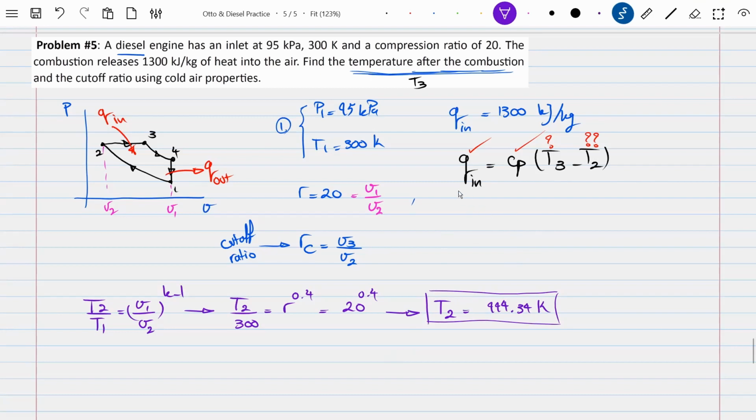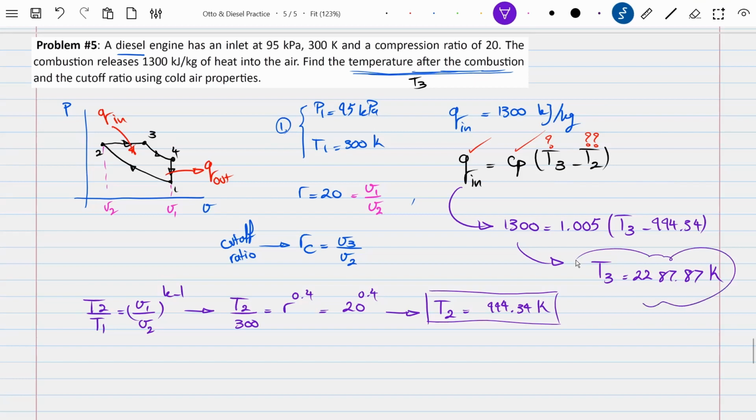So now that we have T2, I can plug it here. Q in is 1300, Cp is 1.005, T3 I'm looking for, T2 is 994.34. You get that T3 is 2287.87 Kelvin. So I was able to find T3 no problem. The temperature after the combustion is done.